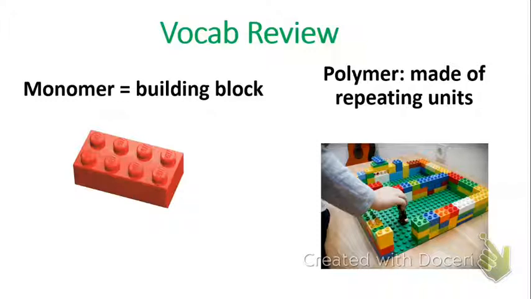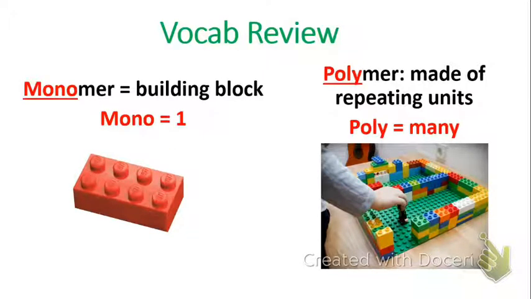Alright, so just some vocab review. A monomer is a building block, so think of a Lego piece. A polymer is made up of repeating units, or made up of a bunch of monomers stuck together. Easy way to remember that is mono means one, and poly means many. So if you have many monomers stuck together, if you have many building blocks, then you'll have a polymer.